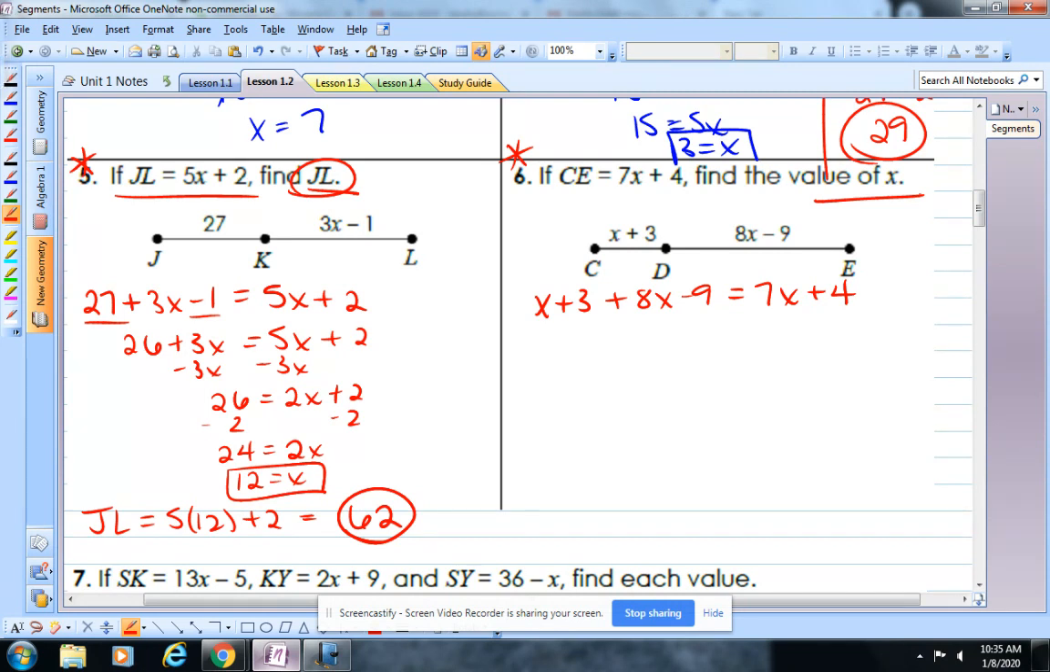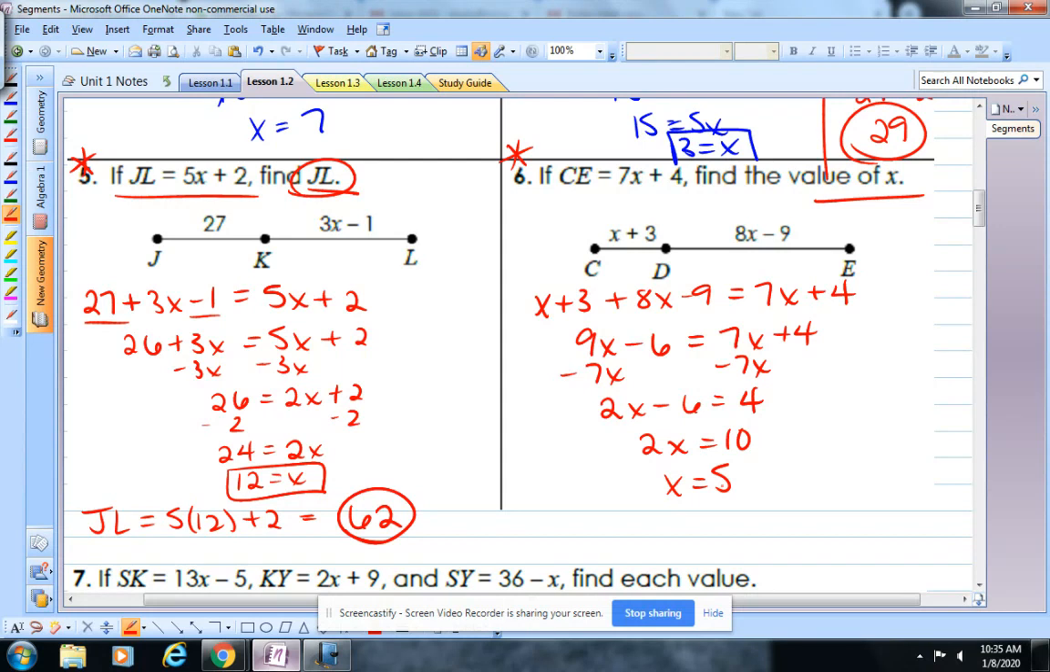So I got like terms on the left. What's x plus 8x? 9x. What's 3 minus 9? Equals 7x plus 4. And I'm going to get my x's together. And that gives me 2x minus 6 equals 4. I add 6. I get 2x equals 10. Divide by 2 and x equals 5.